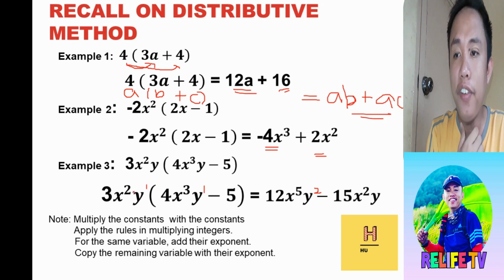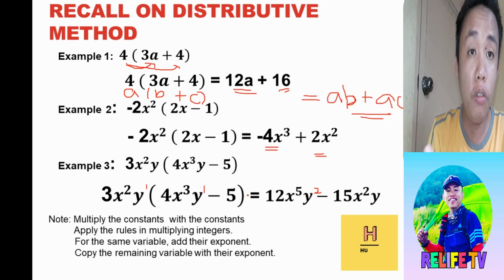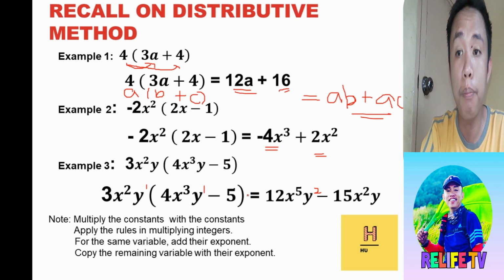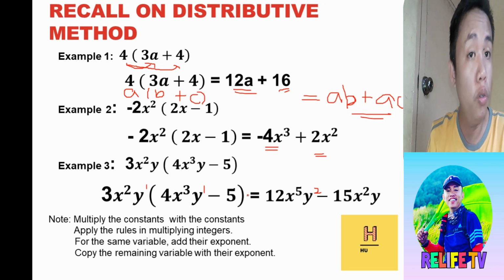So, we have negative 5 times 3. That's negative 15. We just need to copy x squared y since wala naman pong variable yung nasa second term.